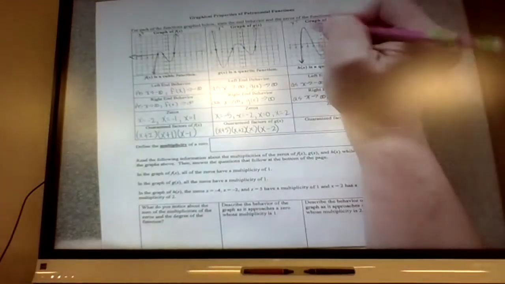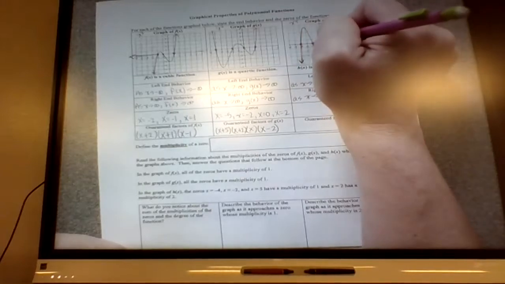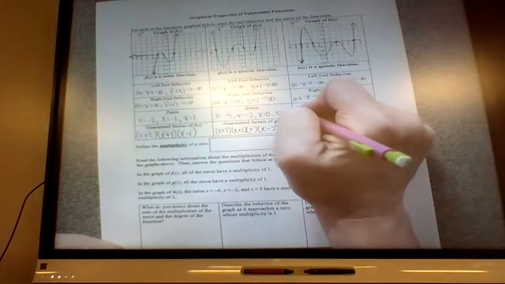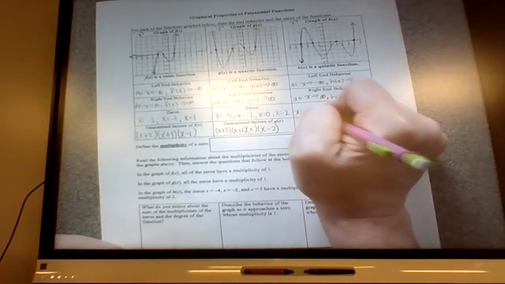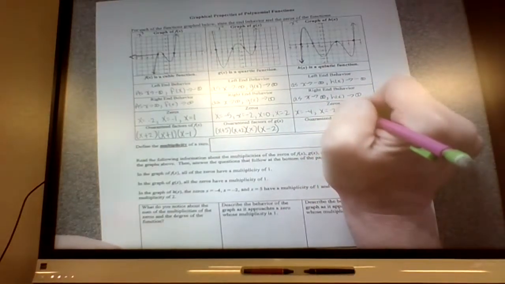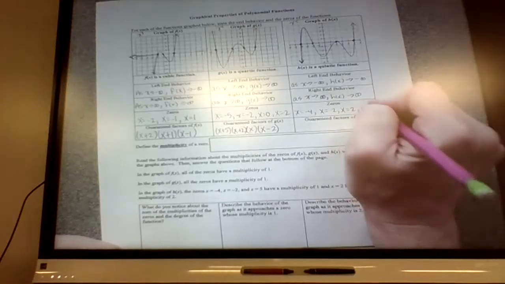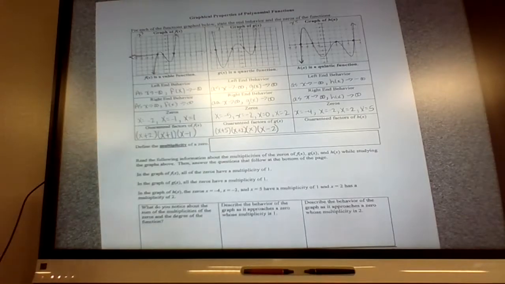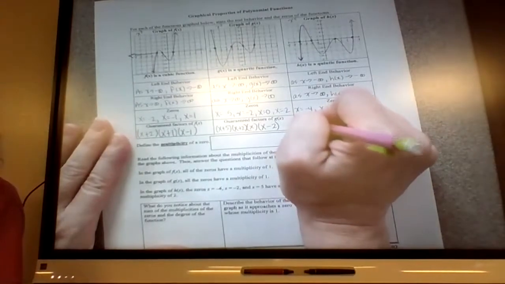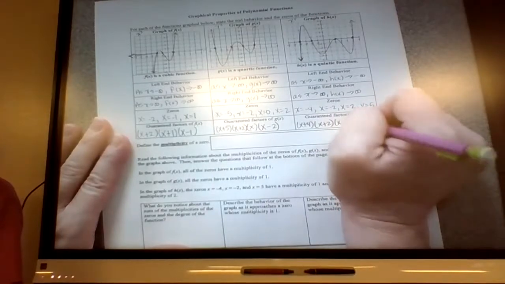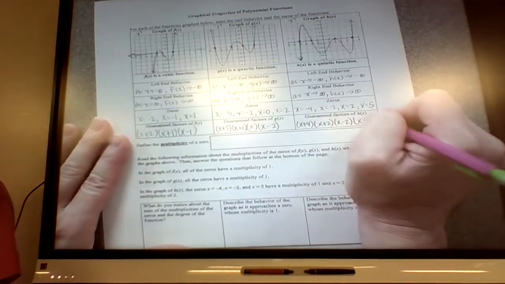All right, now let's look at this one. Negative 4, negative 2. So this one has x equals negative 4, x equals negative 2, x equals 2, and x equals 5. Plus 2, minus 2. Yep. Very good.